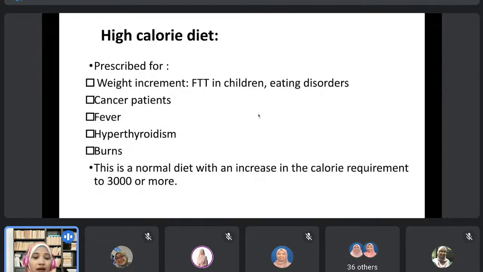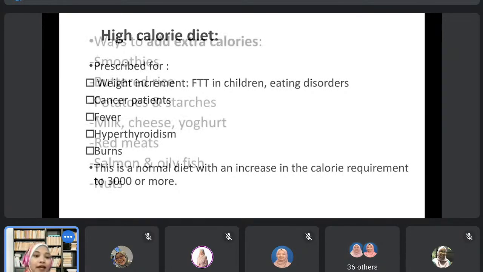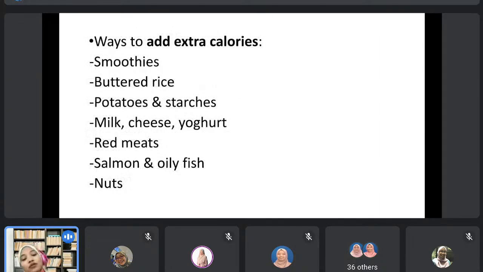And then cancer patients, fever, hyperthyroidism, burns. So normally dia punya increment dia tu can go up to 2,000 or it could be more, depending. Okay. And then there are few ways that you can do to add extra calories instead of you bagi kat dia. Contohnya dia perlukan contohnya pesakit kanser, kekeksik.